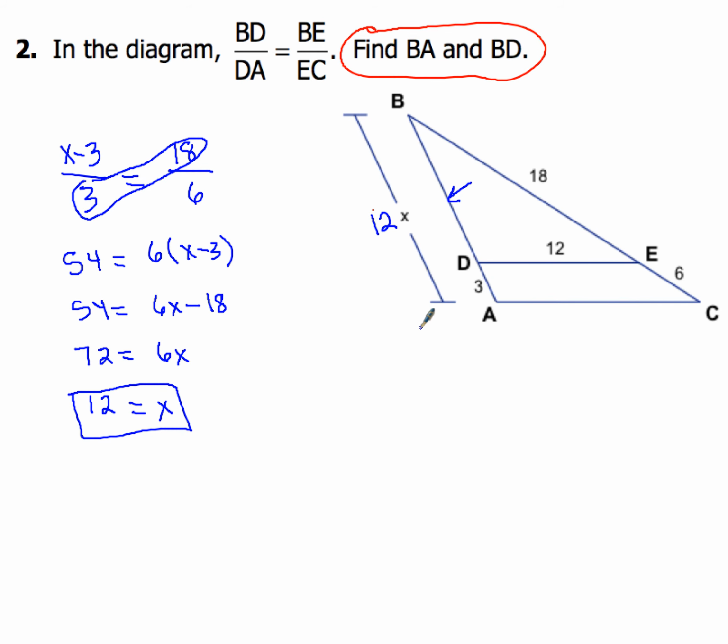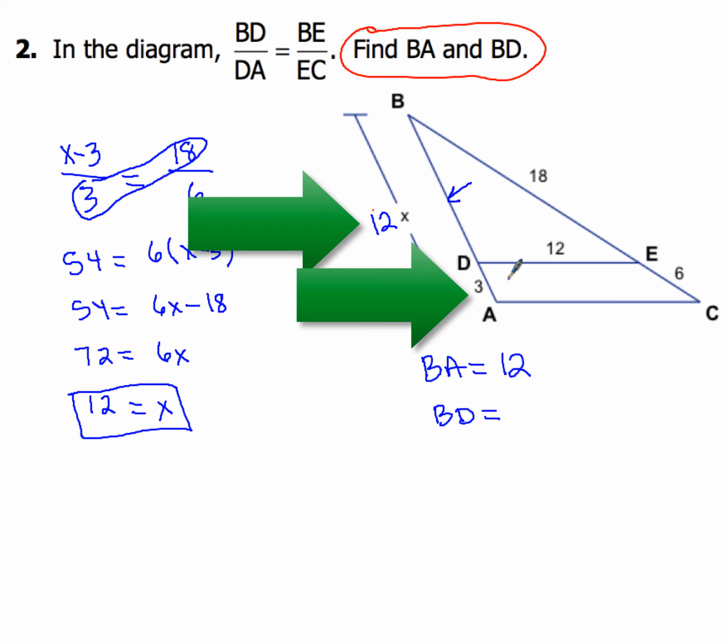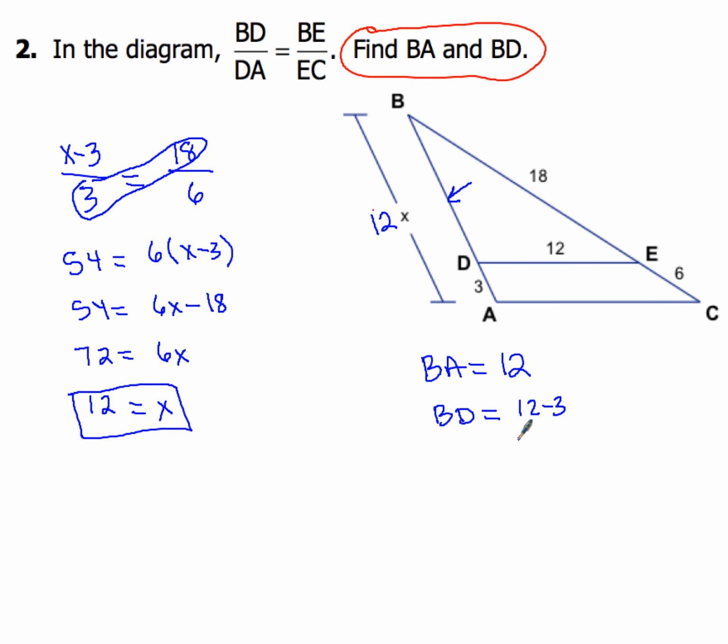Now check it out. I just found that x was 12, so I know that piece. Well, what does x represent? That's the length of B all the way down to A. So I do know that piece. So BA, well, that's pretty easy. That's 12. Now to figure out BD, this is where you have to use your subtraction skills, man. And come on, you got that. If the whole thing is 12 and the DA part is 3, that's just 12 minus 3, so BD would have a value of just 9.